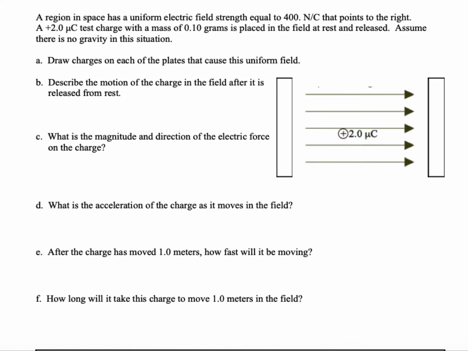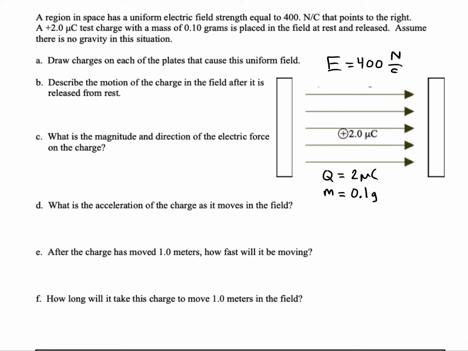Now let's try an application of a charge in a parallel plate capacitor. It says a region in space has a uniform electric field strength equal to 400 newtons per coulomb. So let's write that down. E is 400 newtons per coulomb. The field points to the right. And we're going to have a 2 microcoulomb test charge with a mass of 0.1 grams inside the uniform field. So let's write those things down. We've got Q, 2 microcoulombs, M, 0.1 grams.